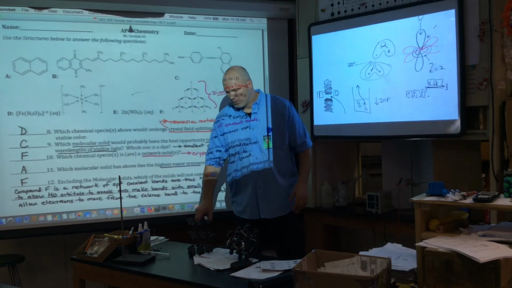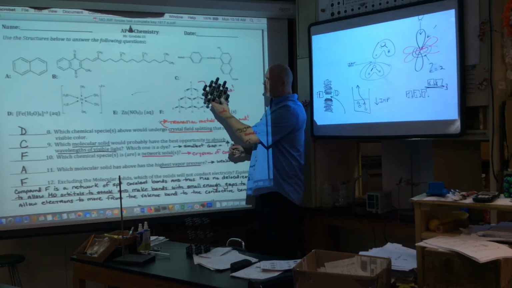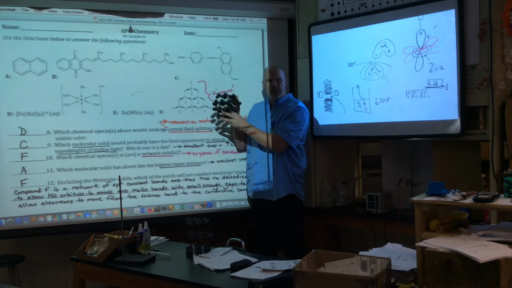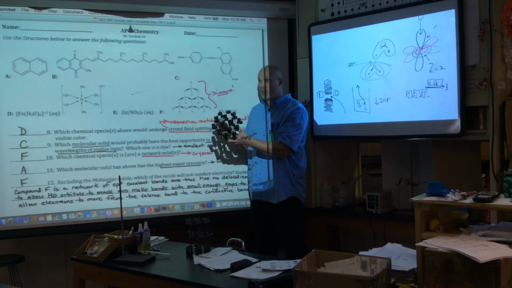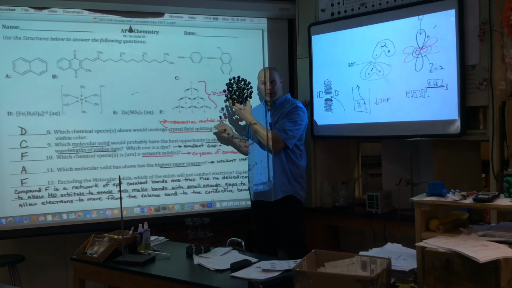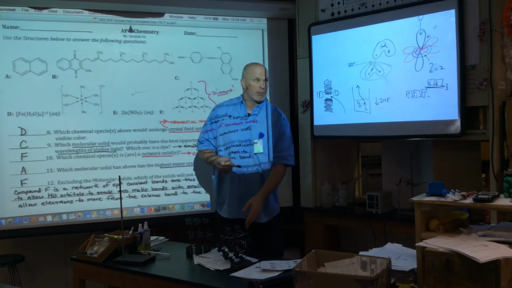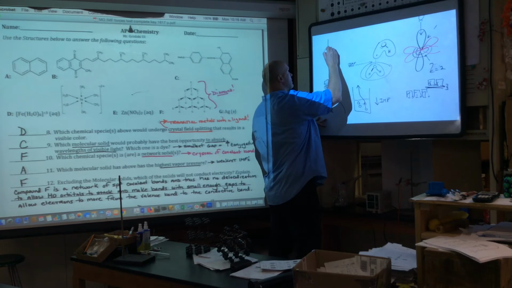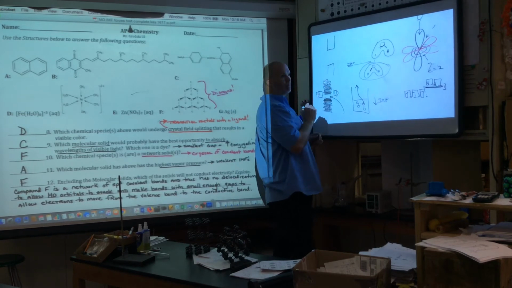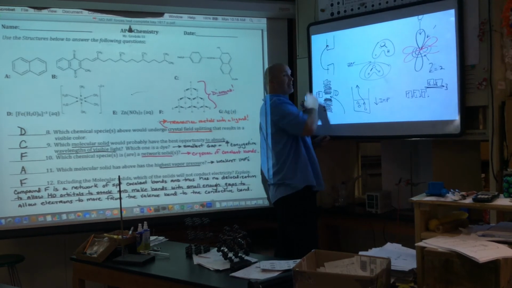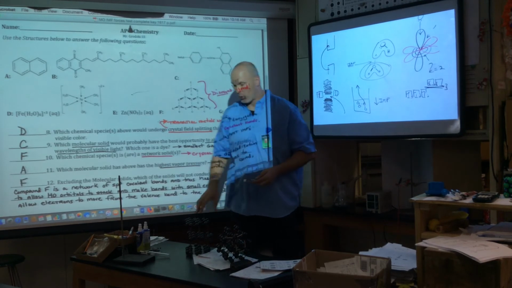Well, diamond is sp3. It doesn't have an unhybridized p to allow the interconnectivity of electrons. There are no delocalized electrons. Which means the gaps are going to be too big, and it would need too much energy to get to that conductive band. Whereas what?